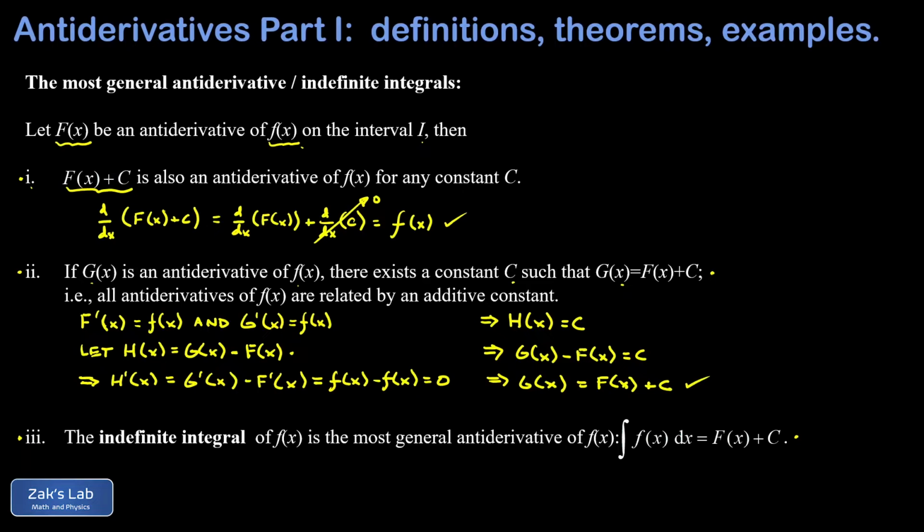So to summarize what we've accomplished so far, adding a constant to an existing antiderivative just creates a new antiderivative. And secondly, given any antiderivative for a function, any other antiderivative of that function is expressible as the first antiderivative plus an arbitrary constant. So this expression, capital F of x plus c, is the most general antiderivative of our little f of x. And we introduce a special notation for this called the indefinite integral.